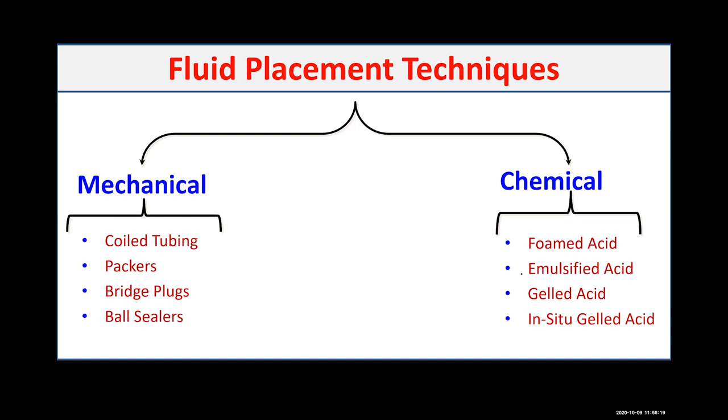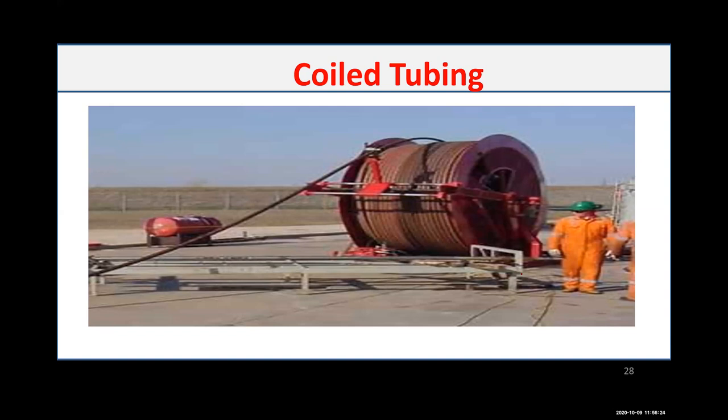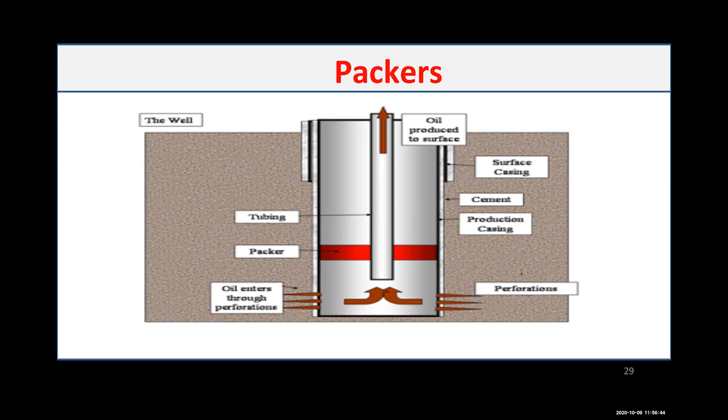Just to go one by one, like mechanical, we have coiled tubing. And in this case, we are actually using a coiled tubing to spot the acid at each location. So in this case, you are guaranteed that each zone takes the acid. So you are pumping, using the coiled tubing, the acid at each zone. Another one, use packers. So stimulate a zone, then put a packer, stimulate another zone, then put another packer, stimulate a third zone, and you put another packer. So you use a packer to isolate the zone that you are trying to inject.